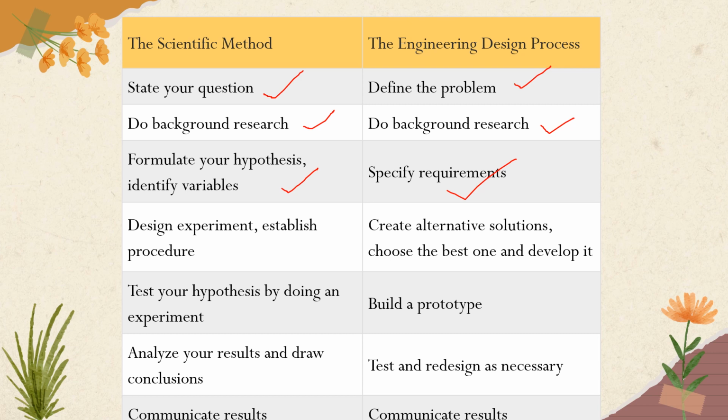Then design the experiment and establish the procedure for the scientific method, whereas in engineering design, choose alternate solutions, choose the best one and develop it. For scientific, test your hypothesis by doing an experiment, whereas in engineering, start building the prototype. Then analyze the design and draw conclusions, communicate the results. For the scientific method, and here for the engineering method, test and redesign and then communicate the results. So we see that these are completely two different processes, the scientific method and the engineering design process.